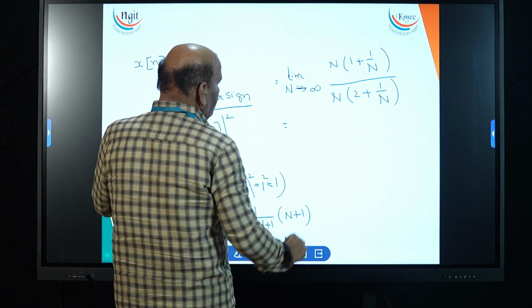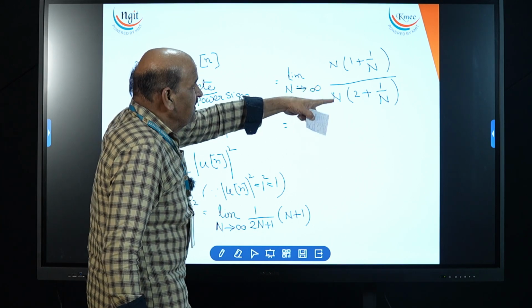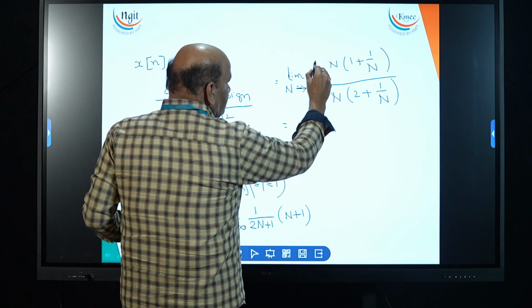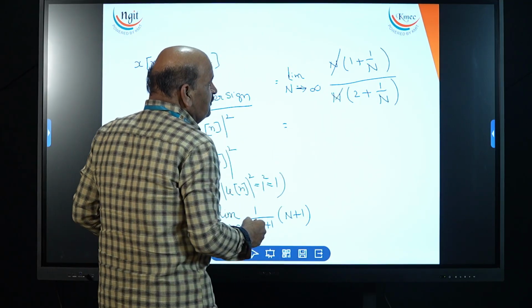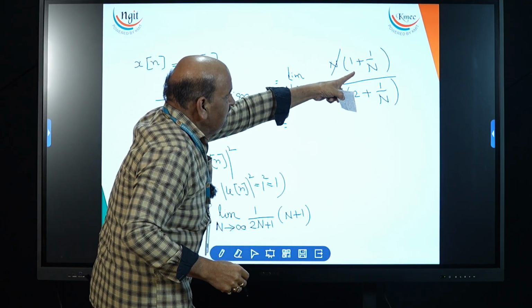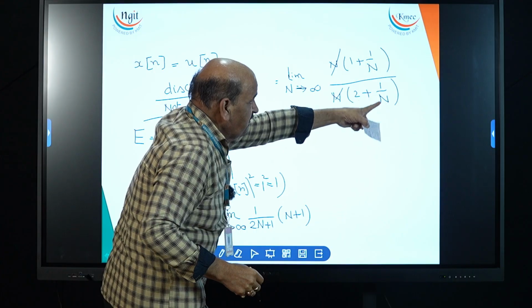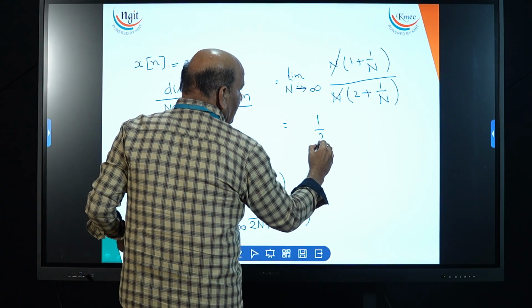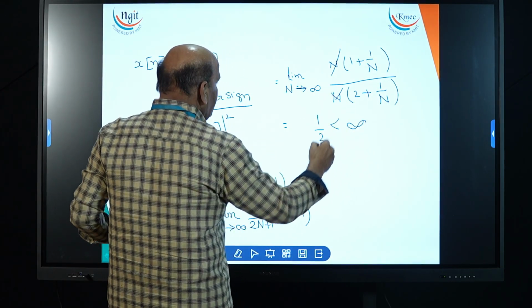Now wherever there is n, replace it by infinity. This n cancels. So 1 by n becomes 0, and this 1 by n becomes 0. The output is 1 by 2. 1 by 2 means what? It is less than infinity.